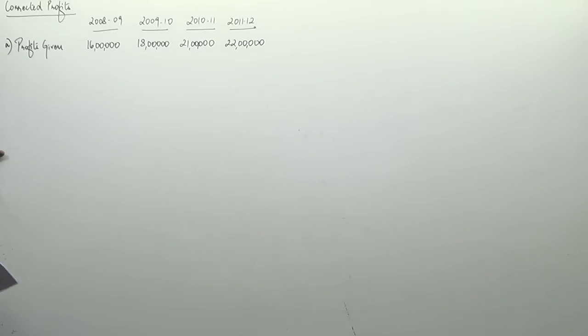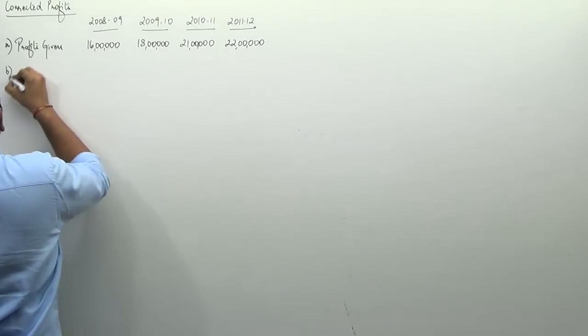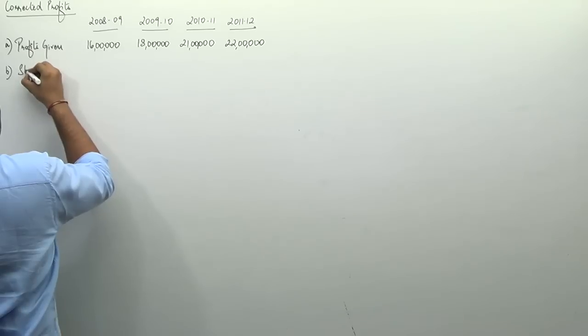Return on capital employed is 20%. That is the NRR. I won't be considering it now. Fixed assets are worth 30% more than the book value. It will not increase your profits in any way. Stock is overvalued by 1 lakh. If you reduce stock, what happens to the profit? Profit will also reduce. So, first one, stock.